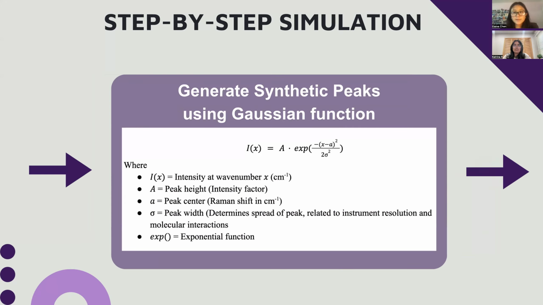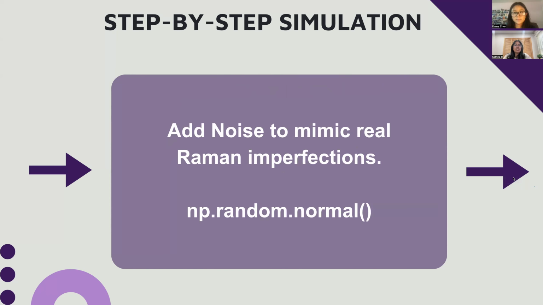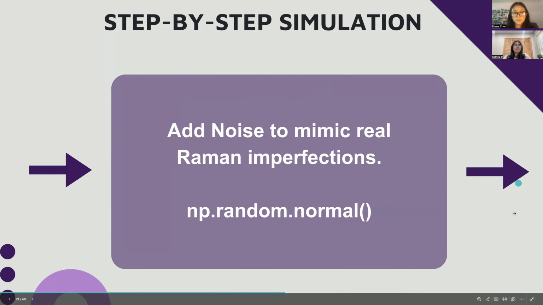Next, we use the Gaussian function to model these peaks mathematically. This formula lets us control peak intensity, center, and spread, mimicking how actual Raman spectra will appear in real measurements. And to make the simulation more realistic, we added random noise using NumPy's normal distribution function. And this step simulates the imperfections you'd see in real-world Raman data due to environmental factors or device variation.